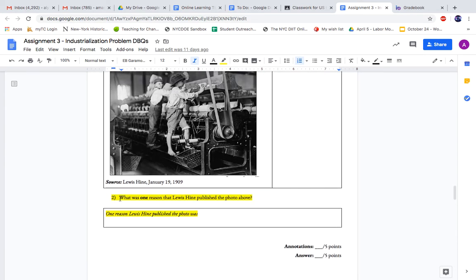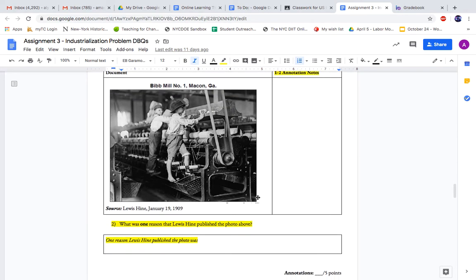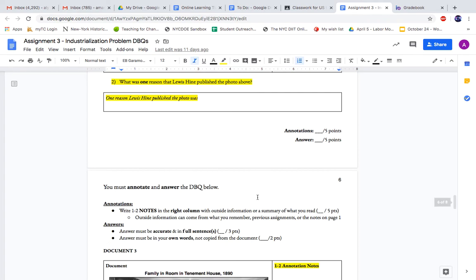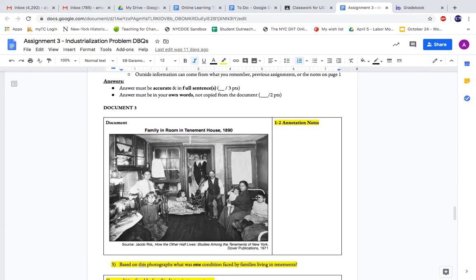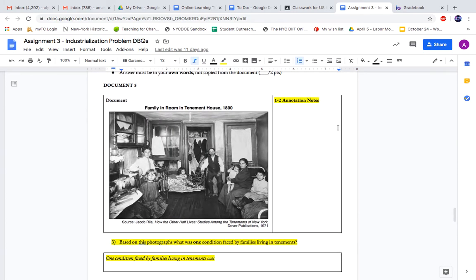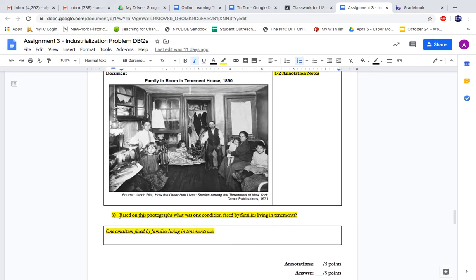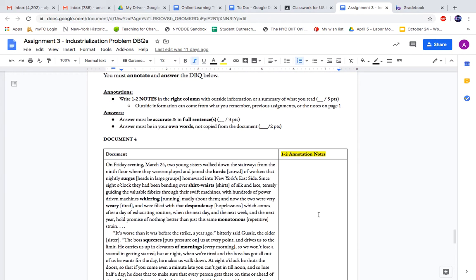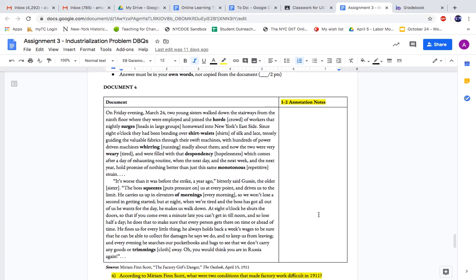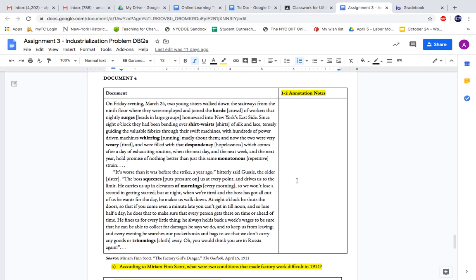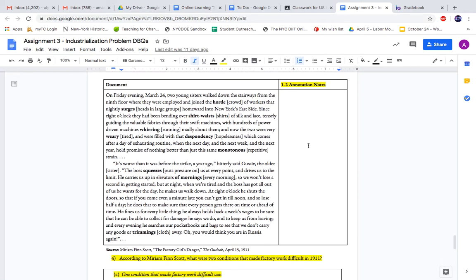And the question for document 2 is, what was one reason that Lewis Hine published the photo above? So use the photo to help you answer that question. For document 3, it is another photo. Again, put what you notice or what you can connect to outside information on the side for annotations, and you answer the question, based on this photograph, what was one condition faced by families living in tenements? Okay? And then document 4 is another written document, so I'll read through this one. Make sure you put your annotations with outside information or a summary on the side.